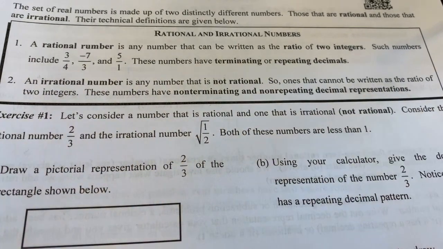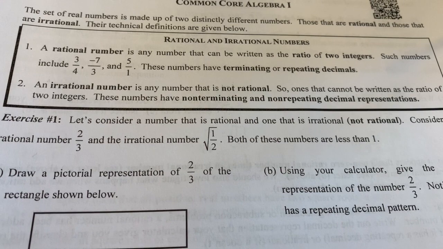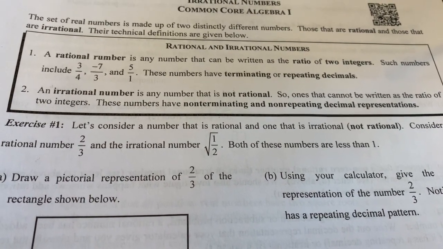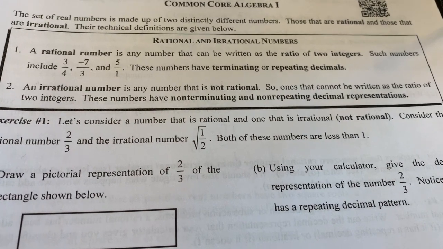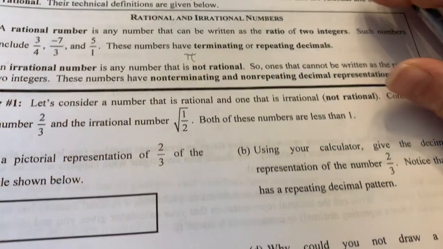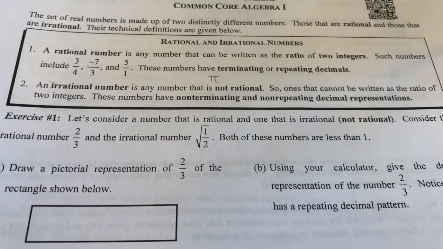So anything that you can't write as a fraction is defined as irrational. The numbers are non-terminating, which means if it's a decimal, it could be a decimal that never ends, such as pi, which we discussed, or non-repeating decimal representations.